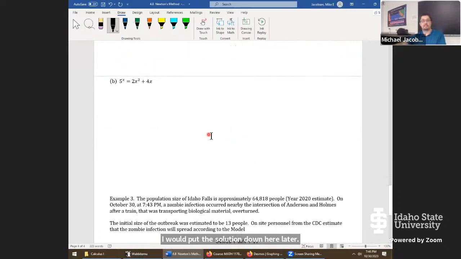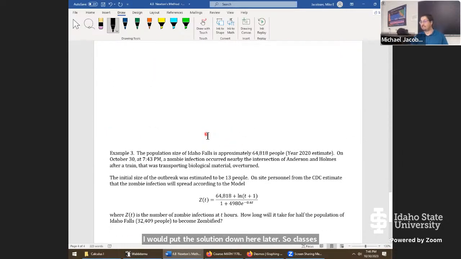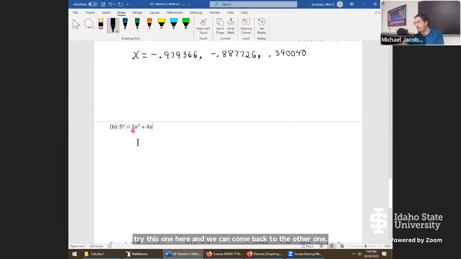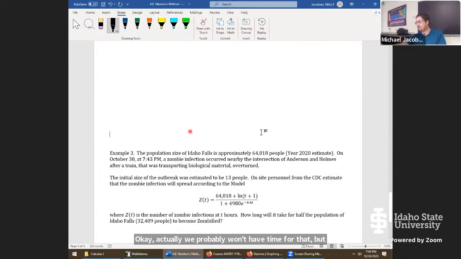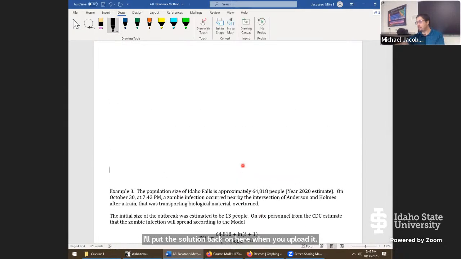So class's choice. Sorry, say again. This one down here? Oh, yeah, it already happened. It's happening right now, I guess we could say. How about we try this one here and we can come back to the other one? Okay, actually, we probably won't have time for that, but I'll put the solution back on here when we upload it. So this one is the bonus question we'll go for.